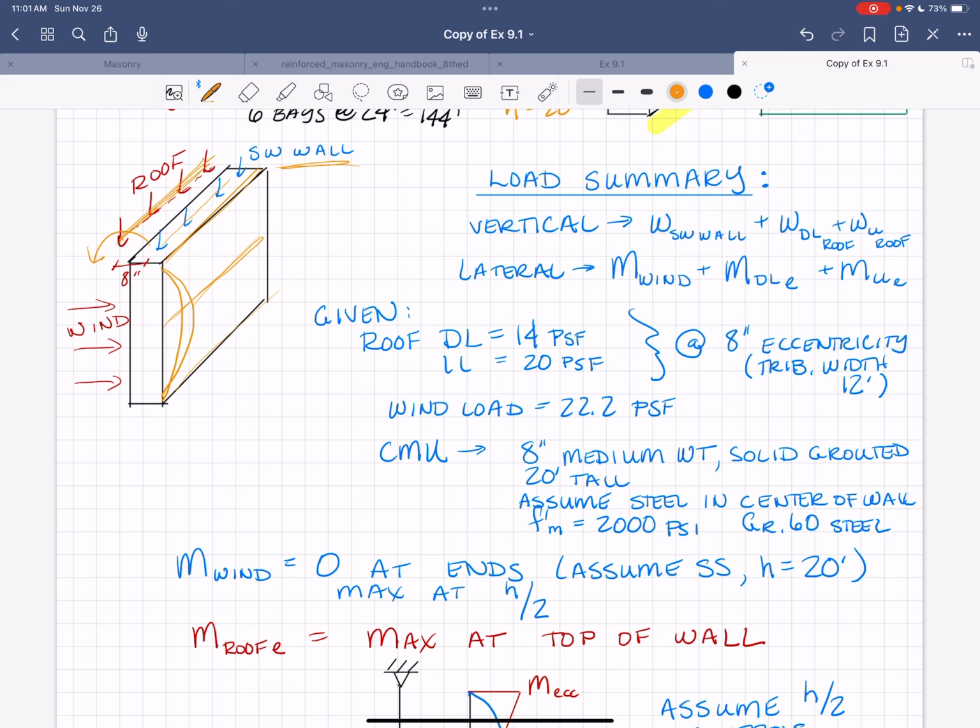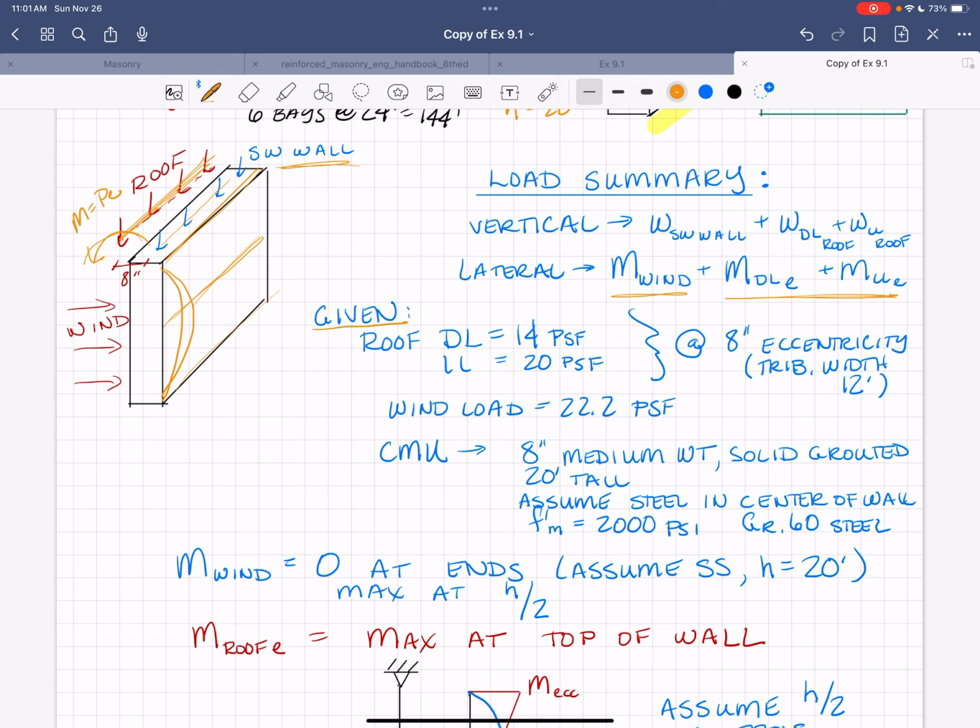Lateral loads, in other words, are going to cause the moments. I've got a moment due to wind. I've got a moment due to the roof, live and dead, right? That's this moment, P times e, the moment of the roof piece. Okay, so I've been given the following loads.